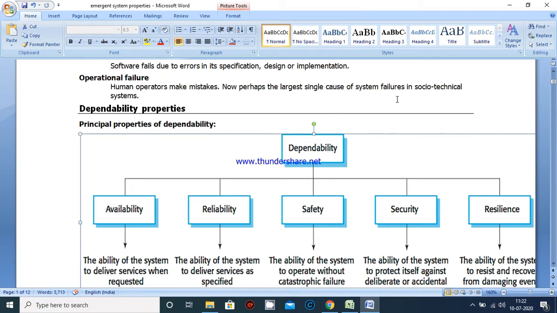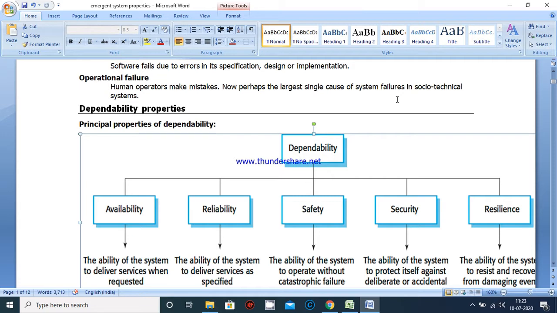So, the principal properties of dependability are availability, the most important property of system dependability. Next are reliability, safety, security, resilience. Availability is the ability of the system to deliver services when requested. Reliability is the ability of the system to deliver services as specified. Safety is the ability of the system to operate without catastrophic failure. Security is the ability of the system to protect itself against deliberate or accidental intrusion.